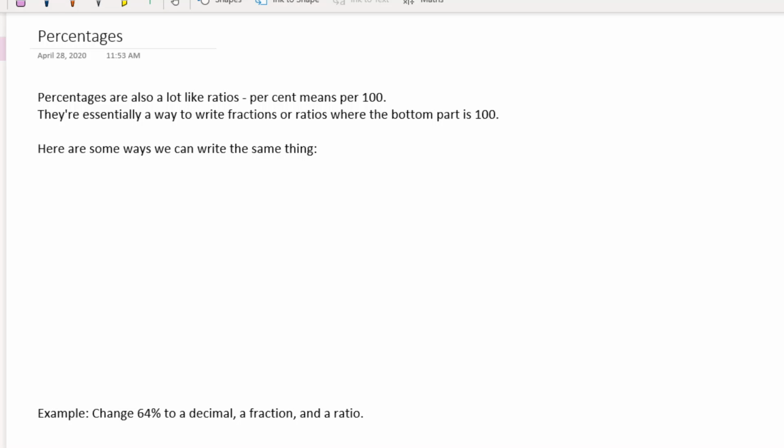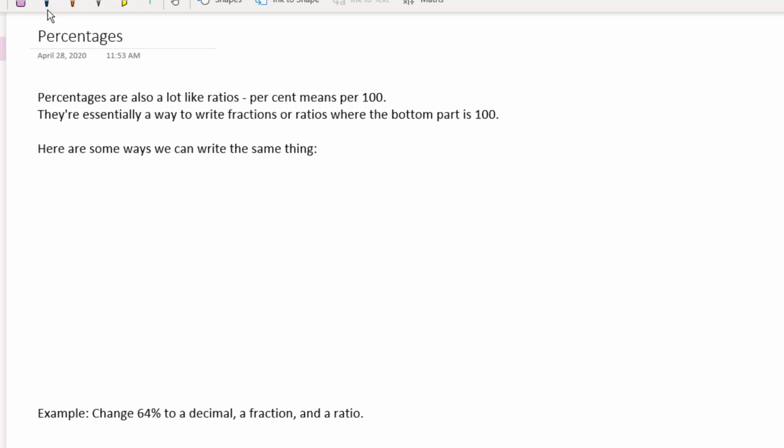All right. So this week we are going to talk about percentages. And you've probably seen percentages all over the place before because we really like to talk about them when we talk about data and sometimes when we talk about things like grades. And percentages are a lot like ratios because percent means per 100. So they're essentially a way that we write fractions or ratios where the bottom part is 100.